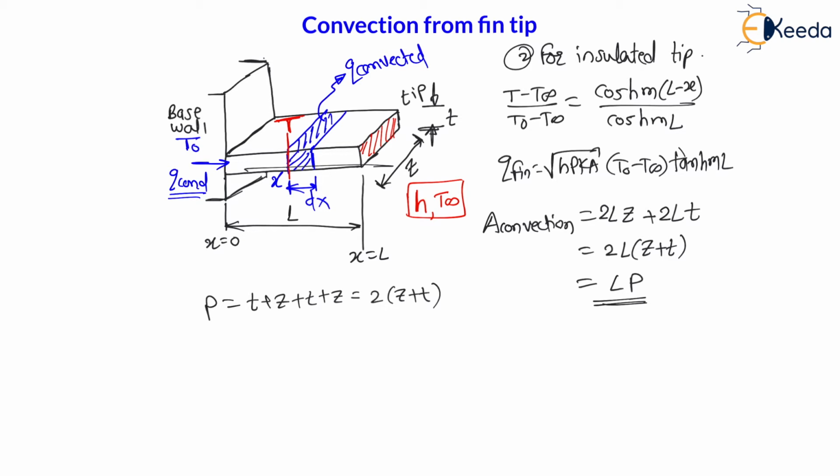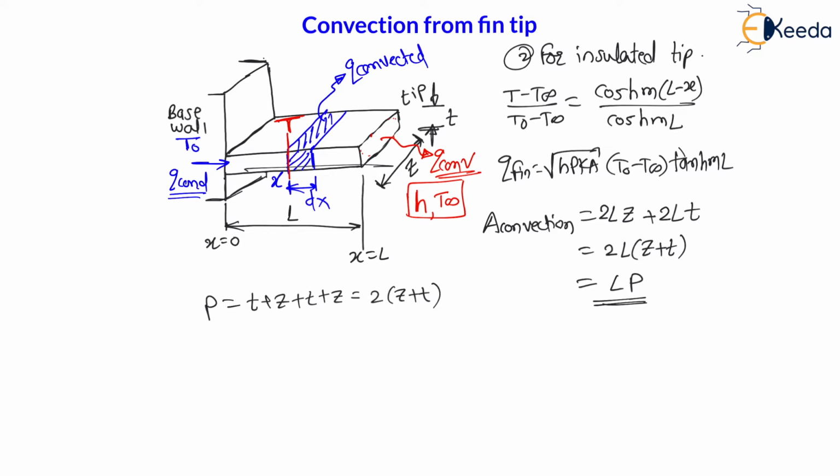This will be the area available for convection if the tip is insulated. But my dear students, if the tip is not insulated, let us say this insulation is removed from here. Therefore, can I say there will be a convection from this tip also? Therefore, there will be Q convection from the tip also.